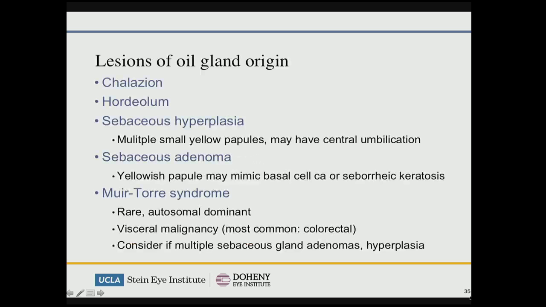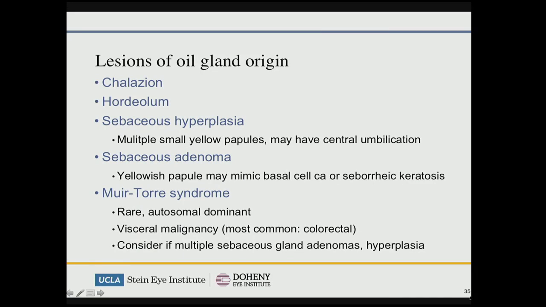Benign adnexal tumors include lesions of oil gland origin. We talked about chalazion and hordeolum. And then there's sebaceous hyperplasia, which is multiple small yellow papules that may have central umbilication, and sebaceous adenoma, which is a yellowish papule that may mimic a basal cell carcinoma or seborrheic keratosis.